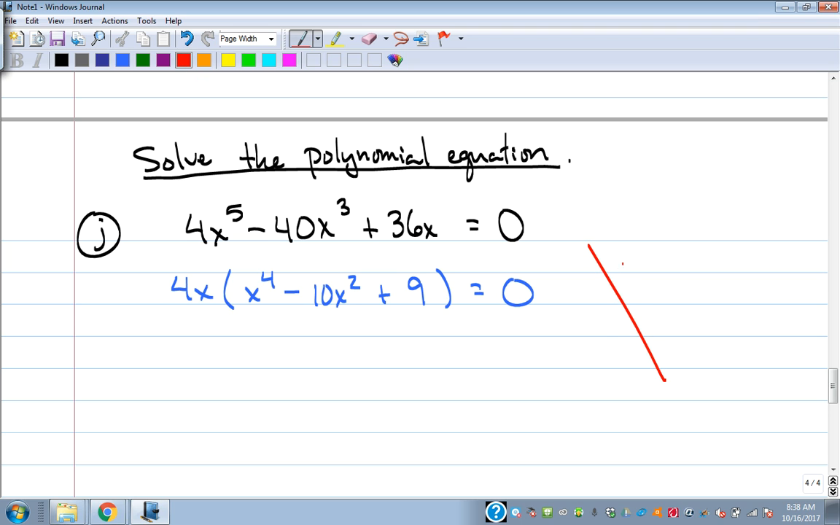Okay. So when I do the x method, 9 goes up top, negative 10 on the bottom. What numbers multiply to be positive 9, add to be negative 10? Negative 9, negative 1. Now, is there anything in front of x to the 4th? No. So I can go straight to my factors. Here's the difference. The factors are not x minus 9 and x minus 1, but x squared minus 9 and x squared minus 1, because it's 4th degree.